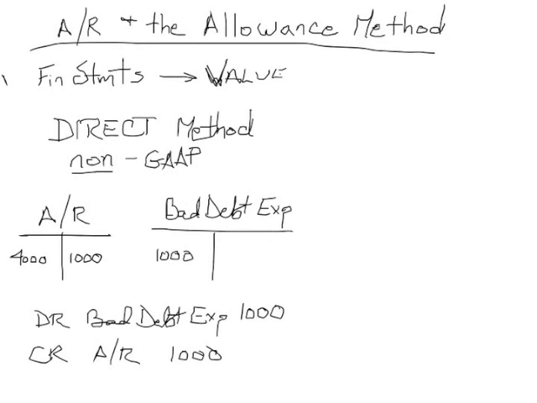However, it's non-GAAP. Why is it non-GAAP? Because it violates the matching principle. What does the matching principle say? The matching principle says that expenses are supposed to match the revenues as they come in.